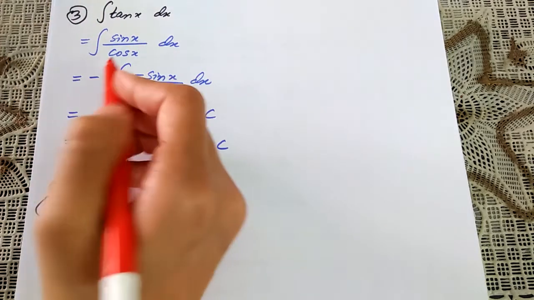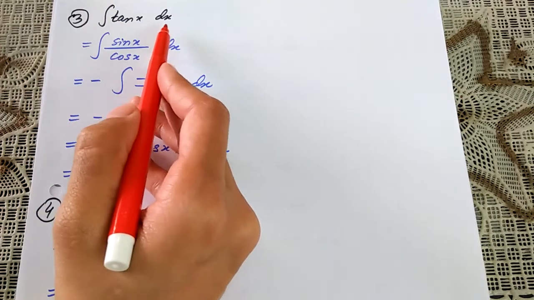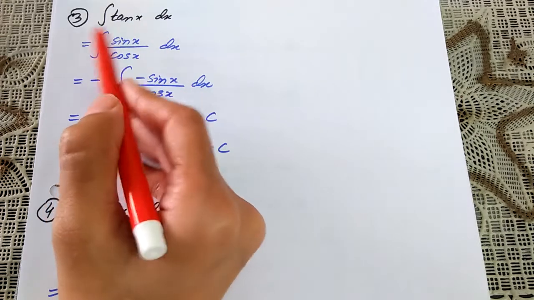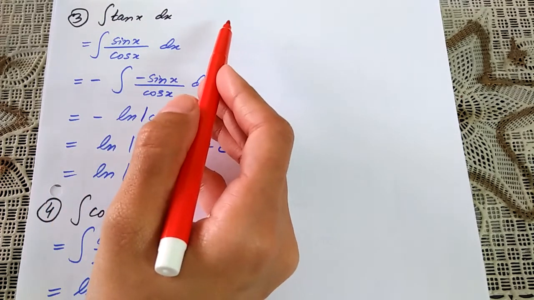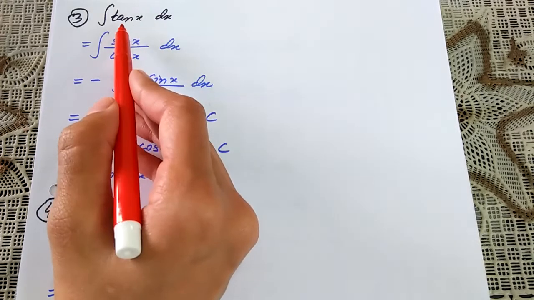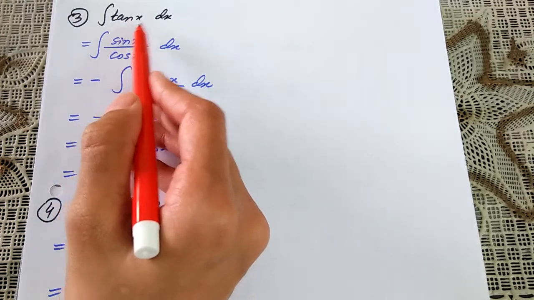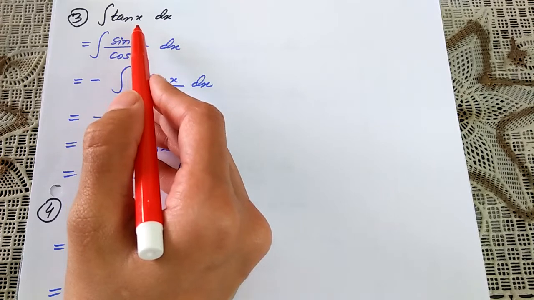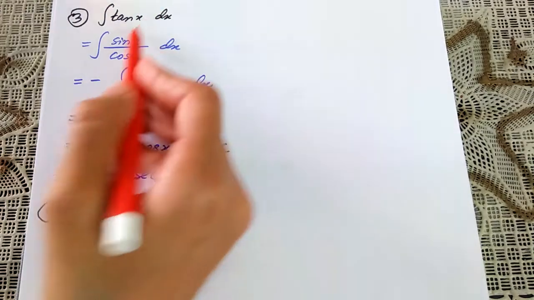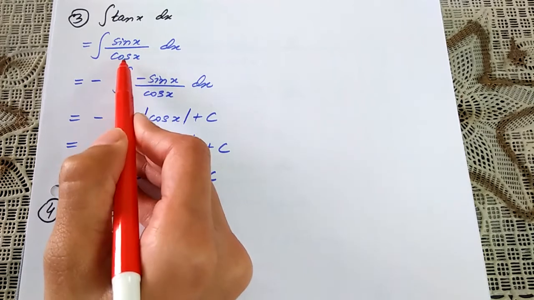Question number 3. Integration of tangent x dx. There is a direct formula value given in your table of integrals, but if this question comes in your exams, where you have to evaluate how you are going to calculate its answer, then you need to know its method. Tangent x can be replaced by sin x over cos x.